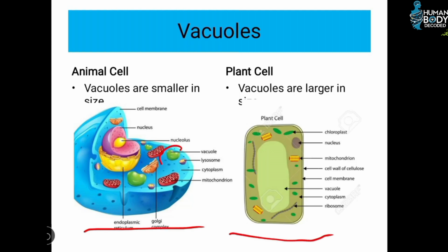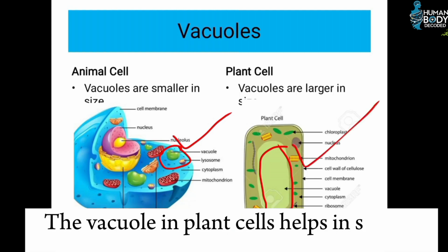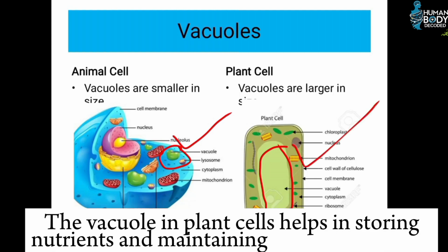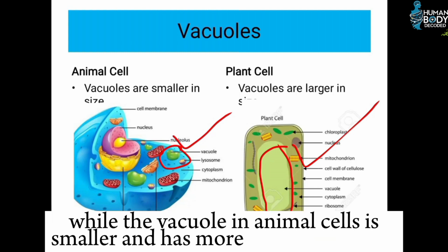In animal cells, the vacuole is much smaller, while in plant cells, the vacuole is large and occupies a significant portion of the cell. The vacuole in plant cells helps in storing nutrients and maintaining structural stability, while the vacuole in animal cells is smaller and has more specialized roles.